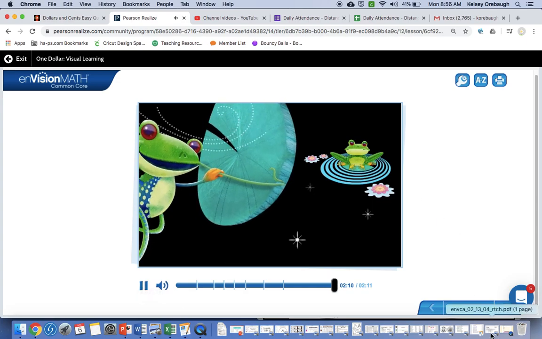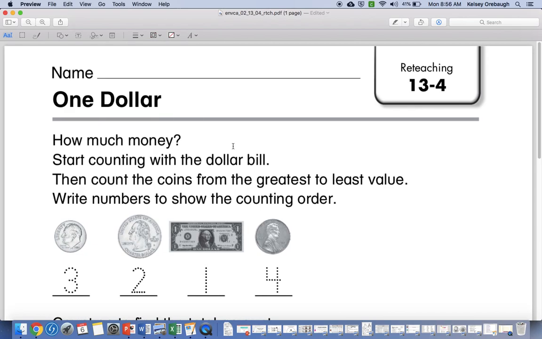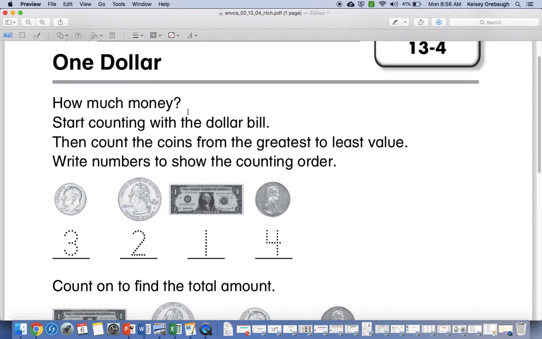All right, let's move on to our reteaching worksheet for the day. Okay, $1. How much money? Start counting with the dollar bill, then count the coins from the greatest to least value. Write numbers to show the counting order. So we're not going to write numbers below here to represent how much each coin or bill is worth. We're going to write what order we would count them in to show greatest to least value.